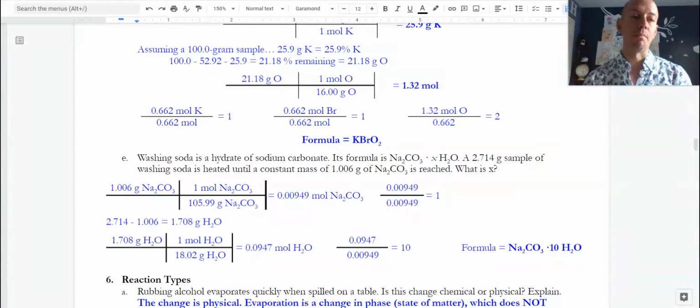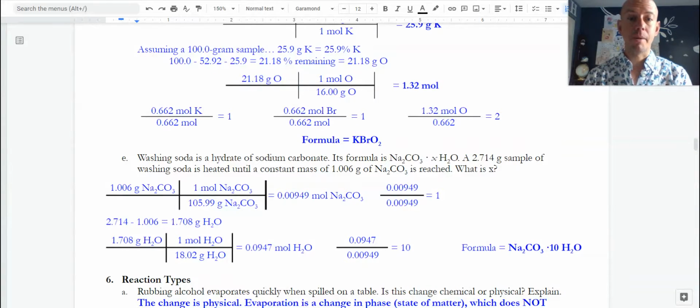If we had a sample of that, almost 3 grams of the hydrated version, the sodium, carbon, oxygen with some waters, and we heated it up, that ionic compound has a really high melting point. It doesn't melt, but the water boils at 100. So those waters go away and become humidity, water vapor, etc. So then we only have 1 gram or so of the ionic compound left. We're then asked, well, how much water was stuck inside?